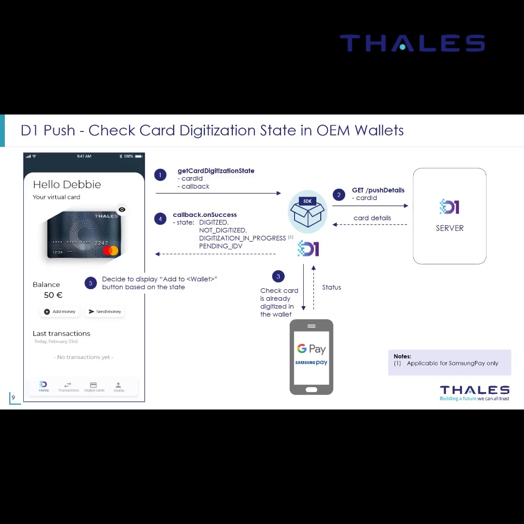The digitized or not digitized states are self-explanatory, and the app is meant to either hide or show the Add to Wallet button respectively. The digitization in progress means that the process has been started but hasn't been finished in the wallet yet. The pending identification and verification, short IDV, state could be reported in case the user initiated the card digitization manually from the wallet, but has not completed the IDV for the particular card. If the issuer supports in-app authentication, it could trigger that flow in this case. We will review the in-app authentication flow later in this presentation.